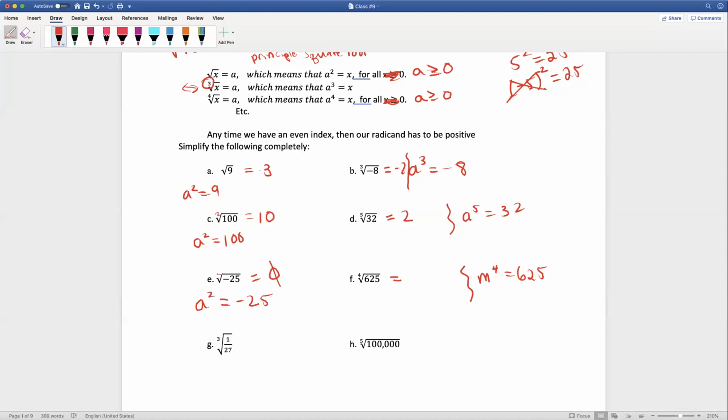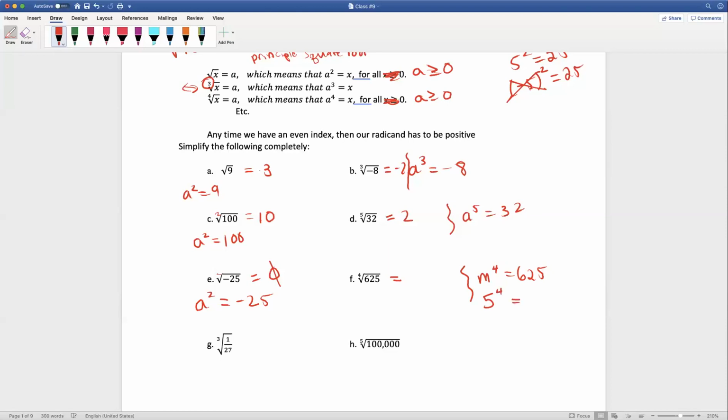3 times 3 is 9. 9 times 3 is 27. 27 times 3 is 81. Still too small, but I'm getting closer. Let me try 4. And then you keep going until you find a number that works. You should get a nice number that works here. And so think about it. What number, when we raise it to the 4th power, will give us 625? And that number is 5.